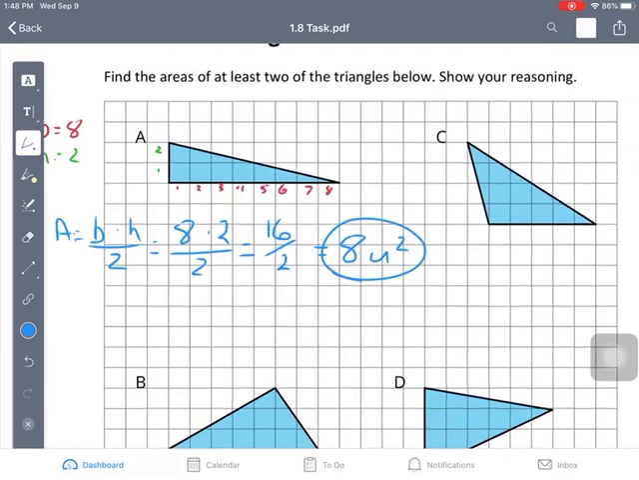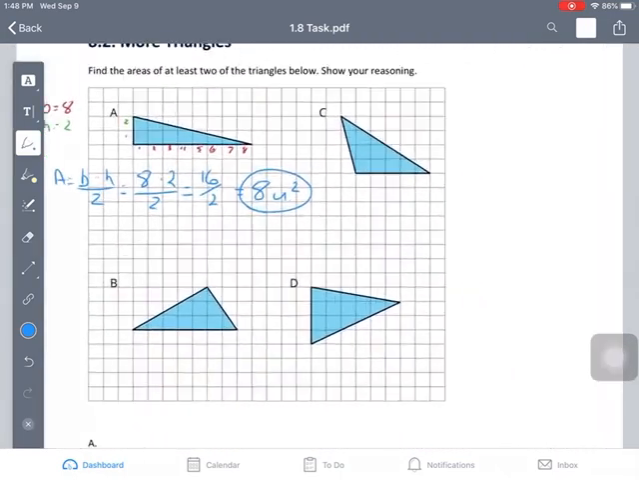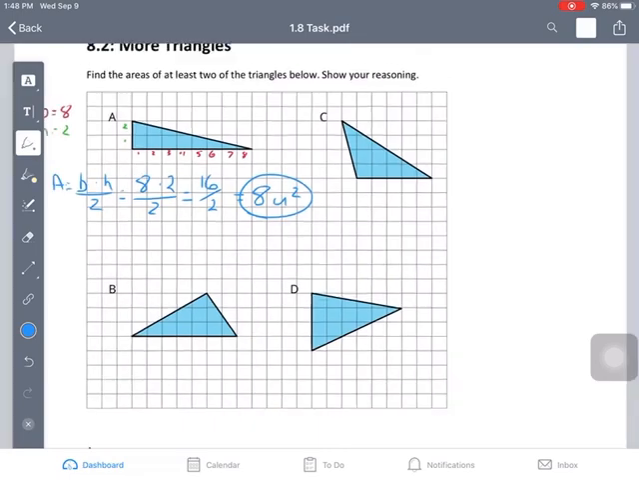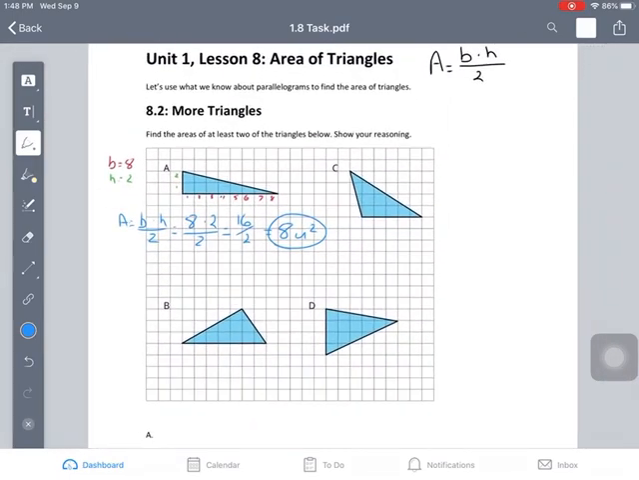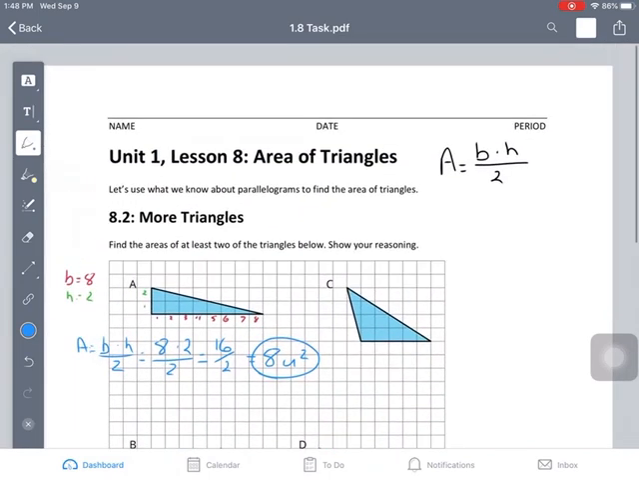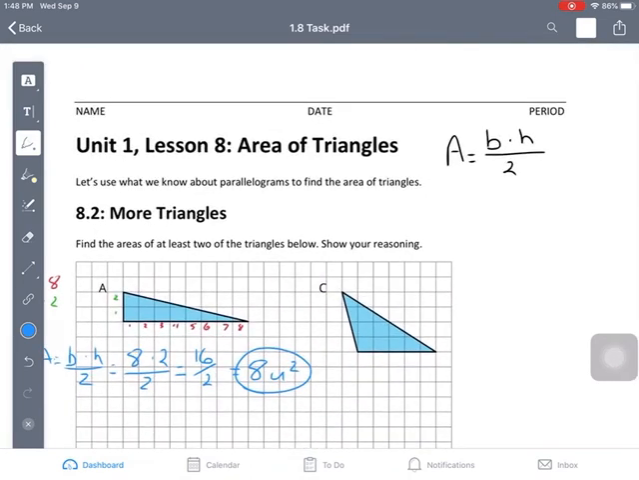So I need you guys to pick 2 additional triangles and do the same thing. I've already done it for A, so I need you guys to pick 2 of the remaining triangles and find the area for those triangles. Remember, we want to make sure we're using the correct formula. For this one, I already wrote it down. The area of a triangle is base times height divided by 2.